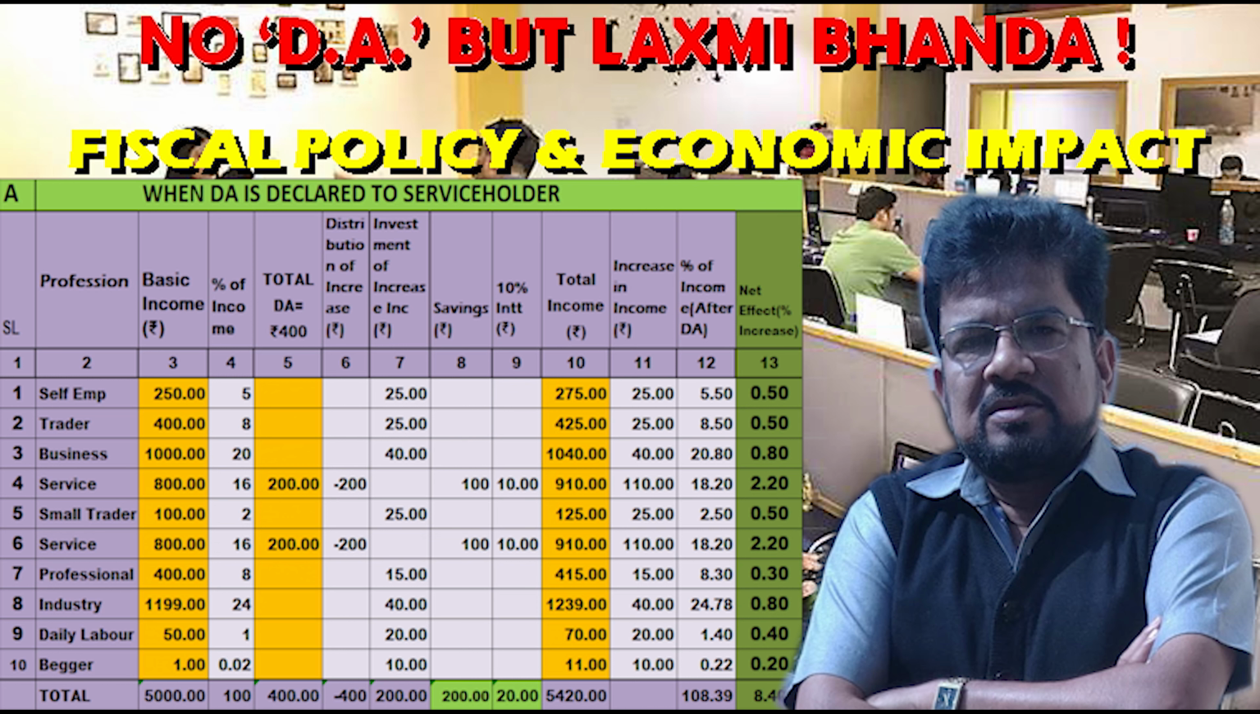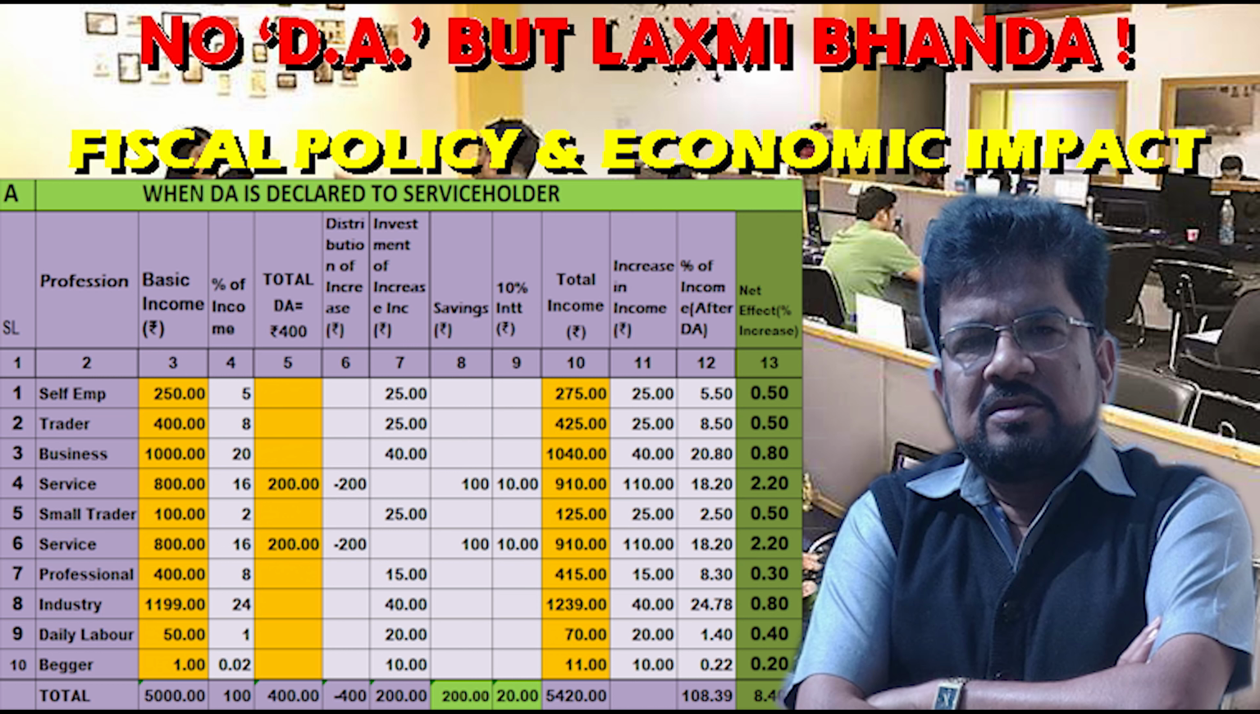We only consider the amount of DA, that is, the extra income received by the service holders. So they must expend rupees 200 and 200. And in the fourth column, you see minus 200 and minus 200, because when they receive 200 as extra income, they must expend that. Therefore, in column 3 there is 200 plus, and in column 4, 200 minus. And these 200, he will expend.